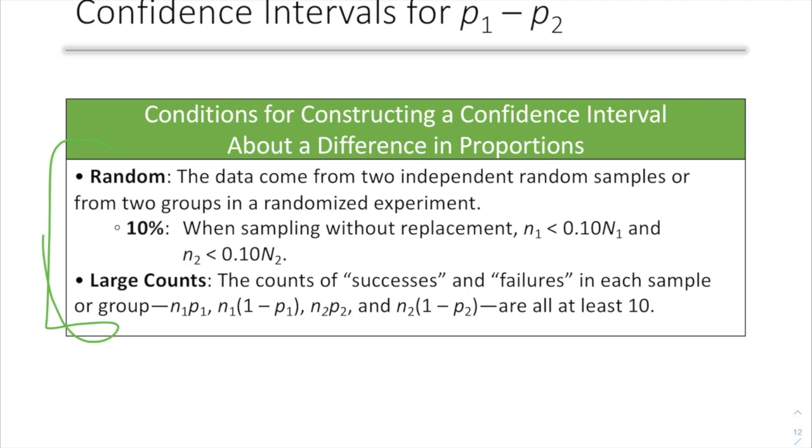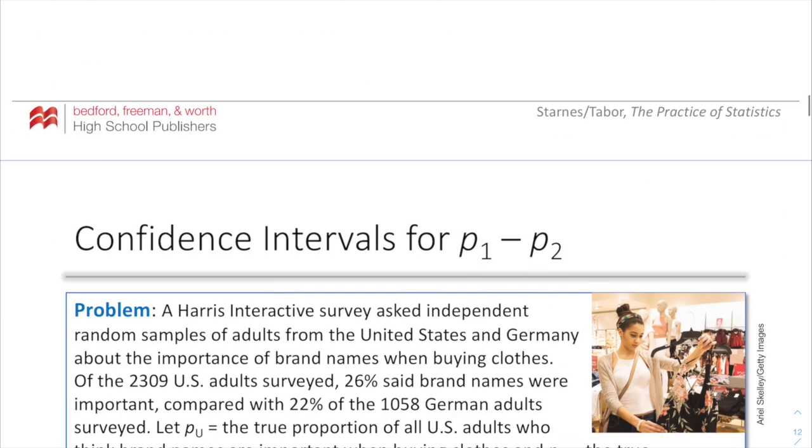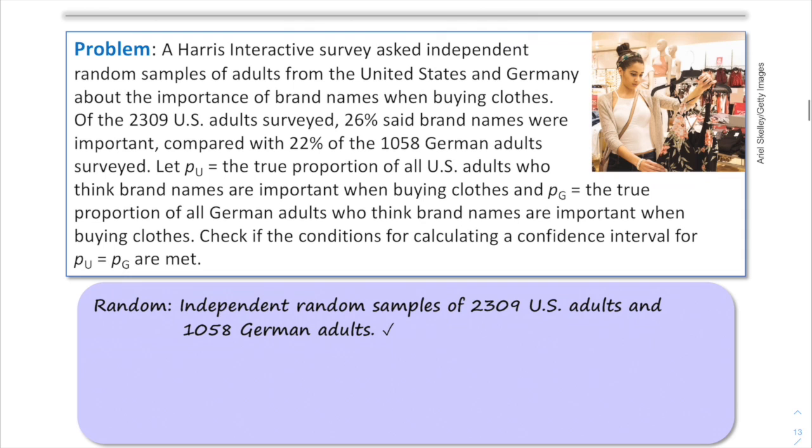Remember, you have your three conditions for confidence intervals: random, 10%, and large counts. So again, you're going to have to check that for each of the groups that we're dealing with. So here we're talking about adults from the US and from Germany and their importance of brand names when they're shopping. Can you buy the off-brand, or do you want that name brand? So 2,309 US adults were surveyed, and 26% said that brand names were important. And then 1,058 German adults were surveyed, and 22% said that it was important to them.